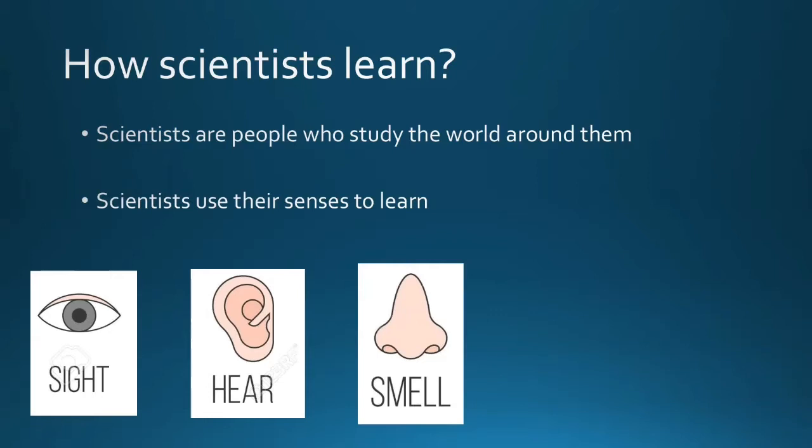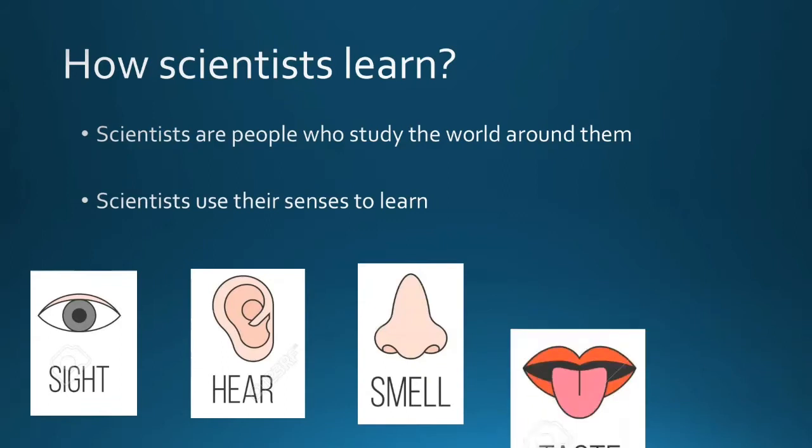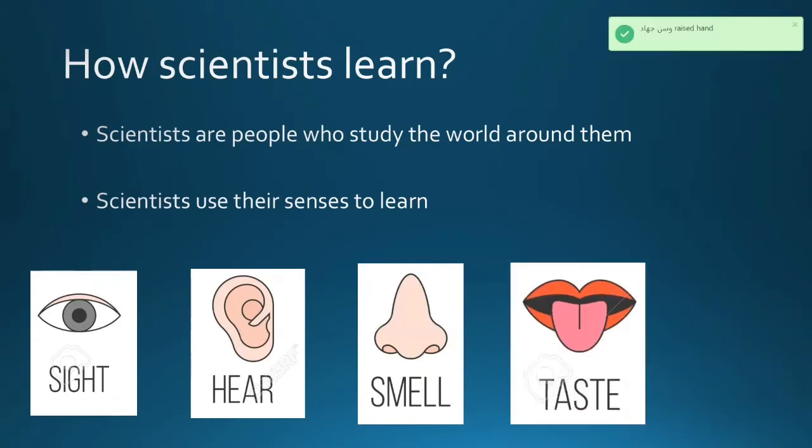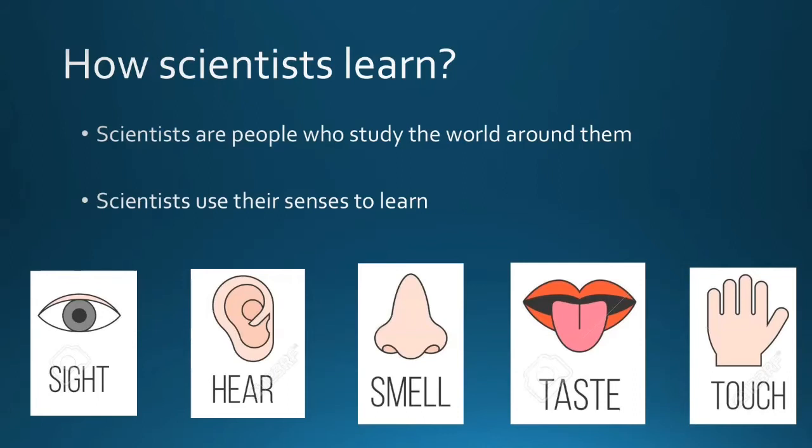So scientists can use this sense to learn. Scientists sometimes can taste what they learn. I can taste with my tongue. The last sense here: scientists can touch. I can touch with my hand, so they can touch the things that they study. Clear? Okay.